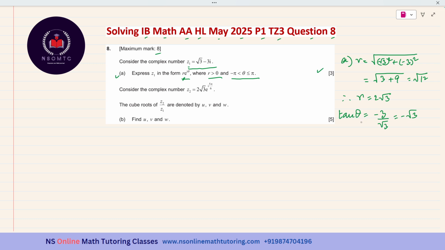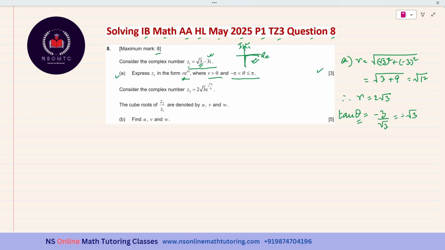So which quadrant will this theta lie in? If we think of this point, if we have this Argand diagram, this is the real axis and this is the imaginary axis. The real part is positive, so it is this part, and the imaginary part is negative, so it is this part. So the quadrant will be the fourth quadrant. Theta is an angle from the fourth quadrant, so we have to get the angle theta value which is in the fourth quadrant.